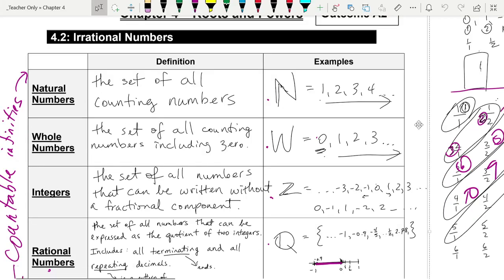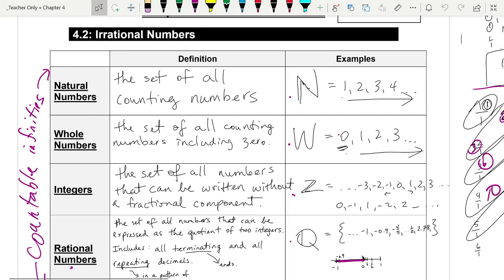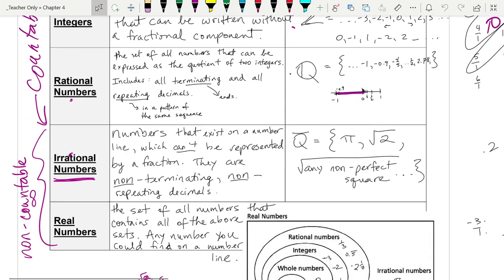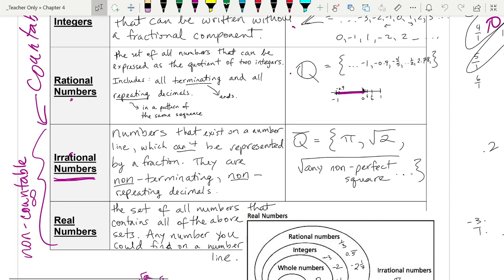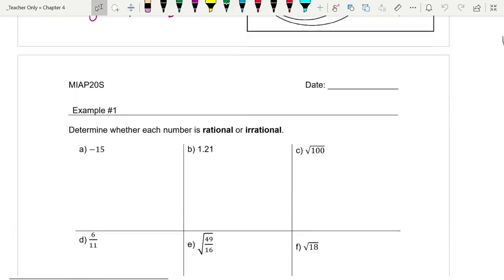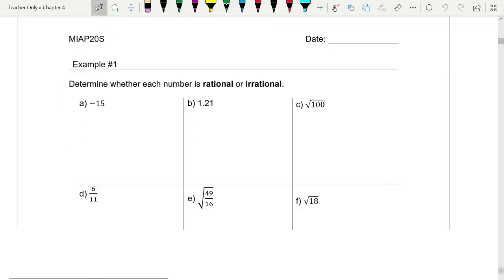Bye-bye toolbar. We are finished the theoretical part of our Chapter 4, 4.1, 4.2 lesson. And now we're going to get into the part where we actually have to do some math, the skill part. I spent a class and a half playing with this. At the end of the day, all you really have to know are the names. You have to know the difference between what an irrational number is and isn't, and that's what the first examples focus on.